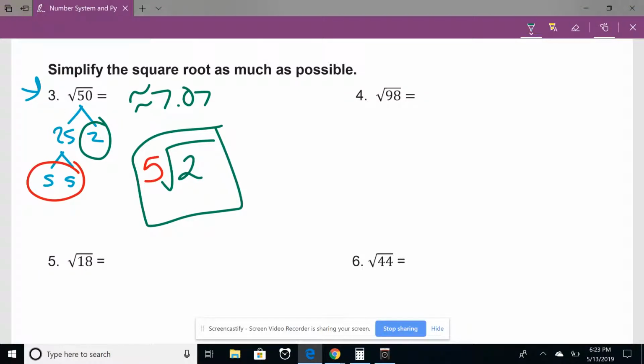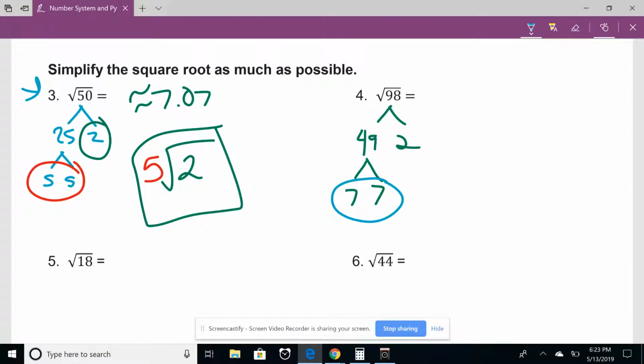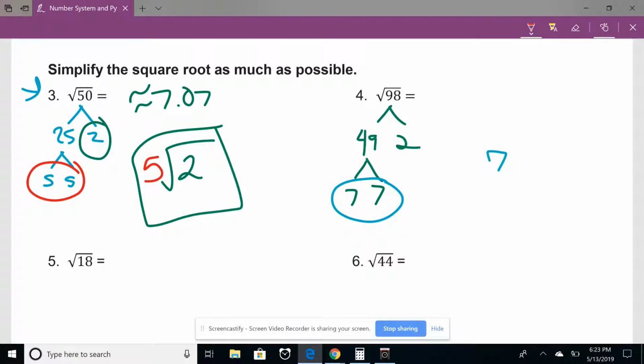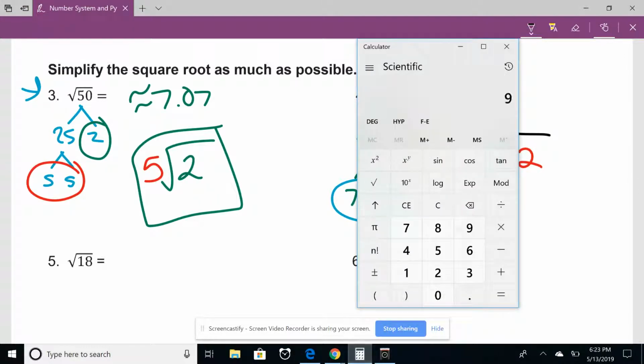Okay, let's look at 98. Let's break that down: 49 and 2. 49 breaks down to 7 and 7. So there's a pair of like numbers, 7 and 7. That's going to be on my outside. Inside is going to be, let me make it a different color, just the 2. Put the radical symbol in between, and let's double check. The square root of 98 is 9.899. 7 times radical 2 is the same thing, 9.899.